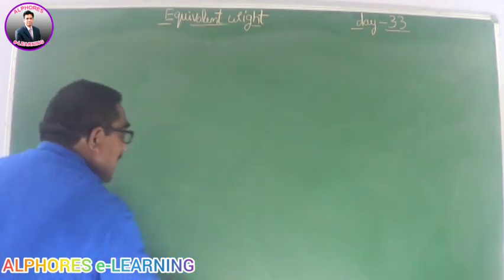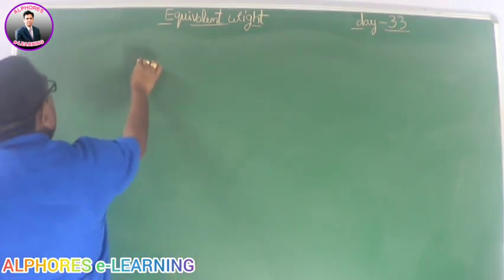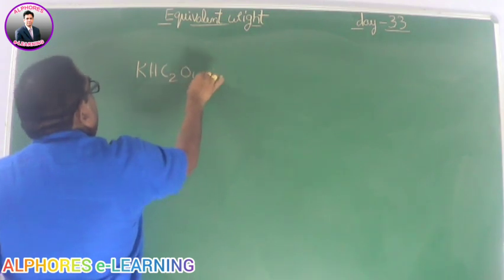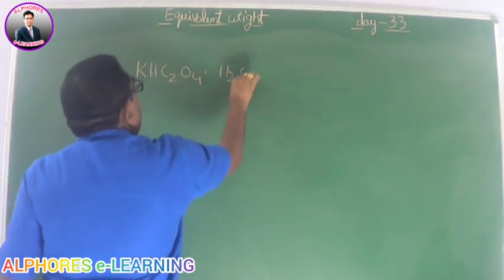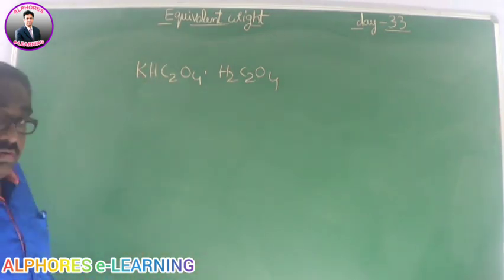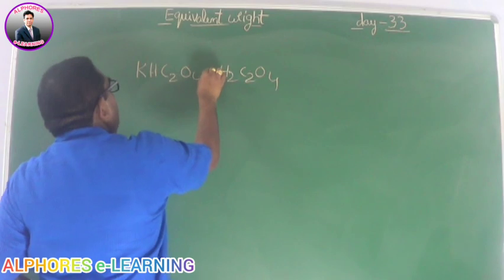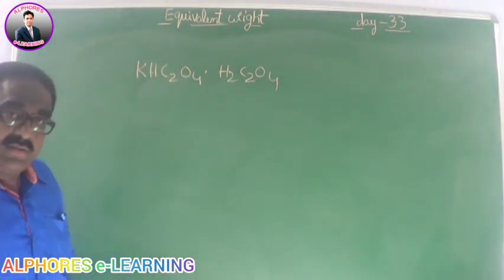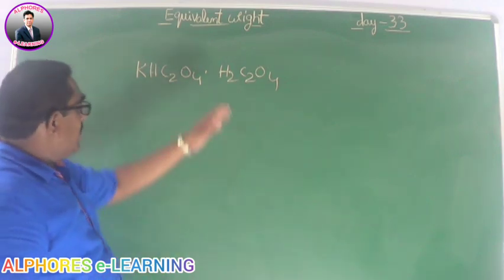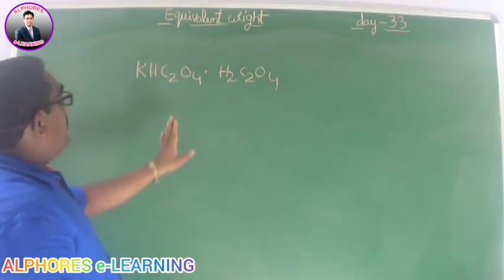Okay, students, get ready. I will explain. See here, I am going to do one important one: KHC2O4·H2C2O4. Wow, very big. It is nothing but a double salt. Just a mix of two simple salts. It's a double salt of oxalic acid and a salt, potassium hydrogen oxalate.